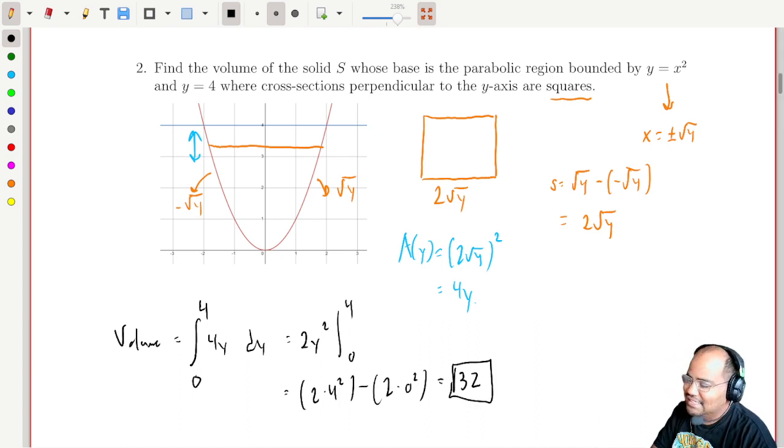So once again, it's another application of our integration, and we're connecting it with our area between curves that we learned last time, remembering top minus bottom, right minus left.